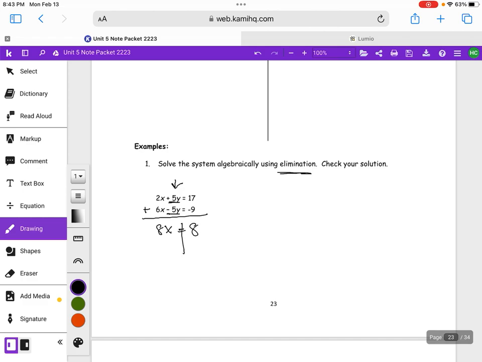Okay, then you draw your railroad track and you solve. So you divide by 8, and you get x is equal to 1. Now we are not done yet because we need to take that 1, plug it back up into an equation, and solve for y. I'm going to use this top equation right here.